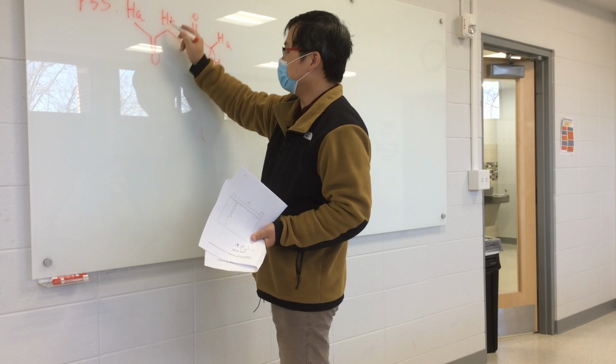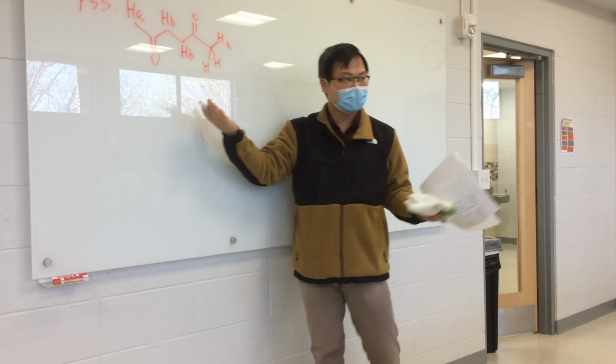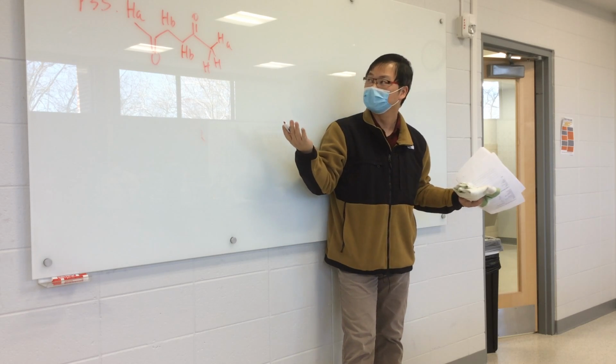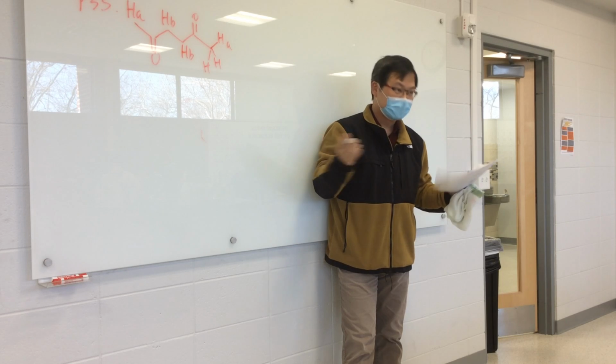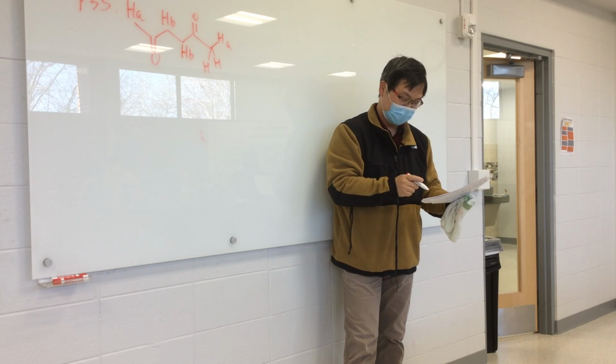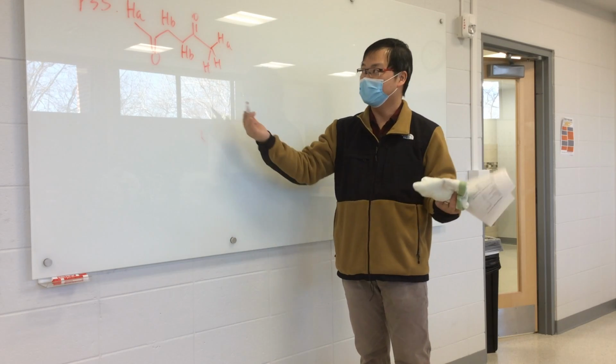Similarly, for hydrogen B, there are 2 hydrogens here and 2 hydrogens here. These 2 hydrogens are also equivalent. That's the reason you can only see 2 signals. But which one is A, which one is B? Then we take a look at this.